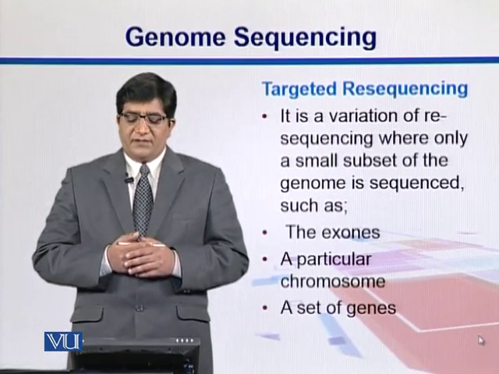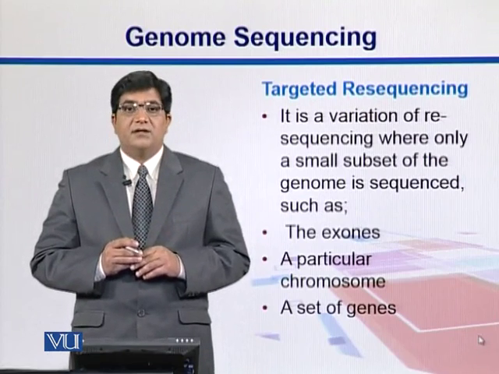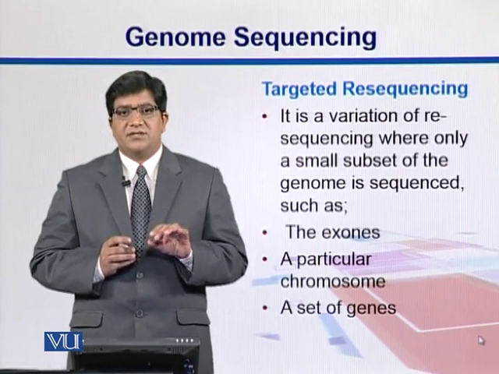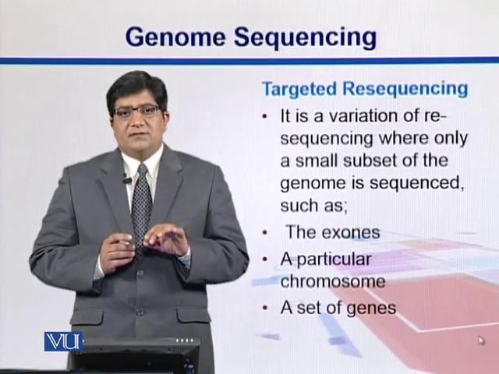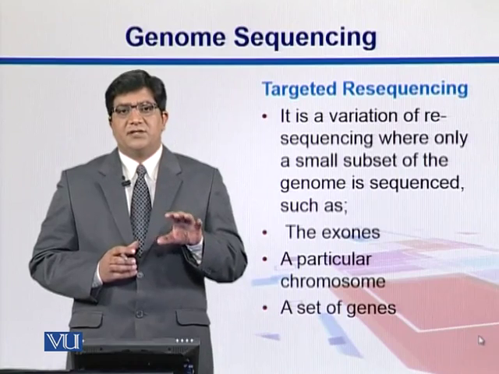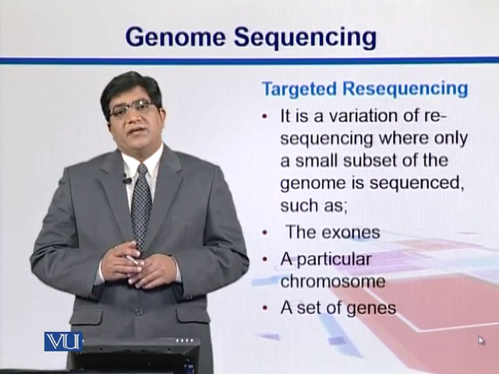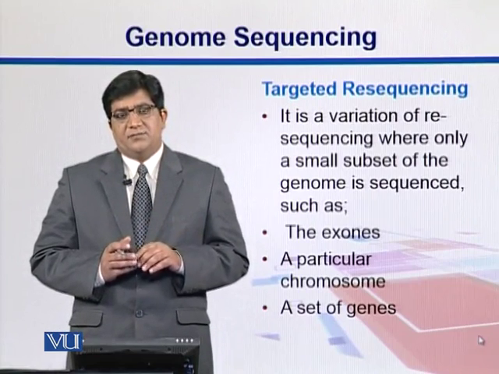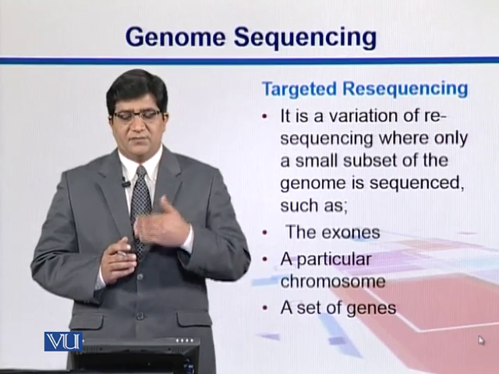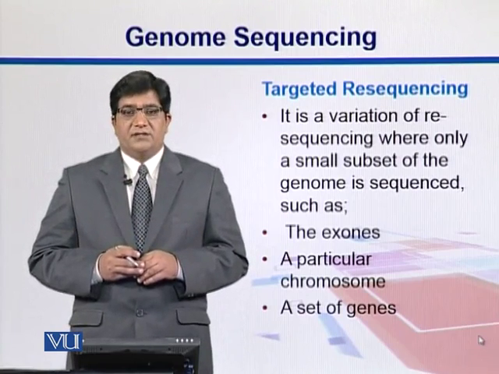In targeted resequencing, we take just a subset of that genome. In this way, we can be targeted, we can be specific, we can save our resources, and within less time we can identify what factors we are looking for. We can target the exons, which are the coding regions of the DNA. They give messenger RNA, and messenger RNA then gives the proteins. Or we can target whole chromosomes, or maybe some set of genes.